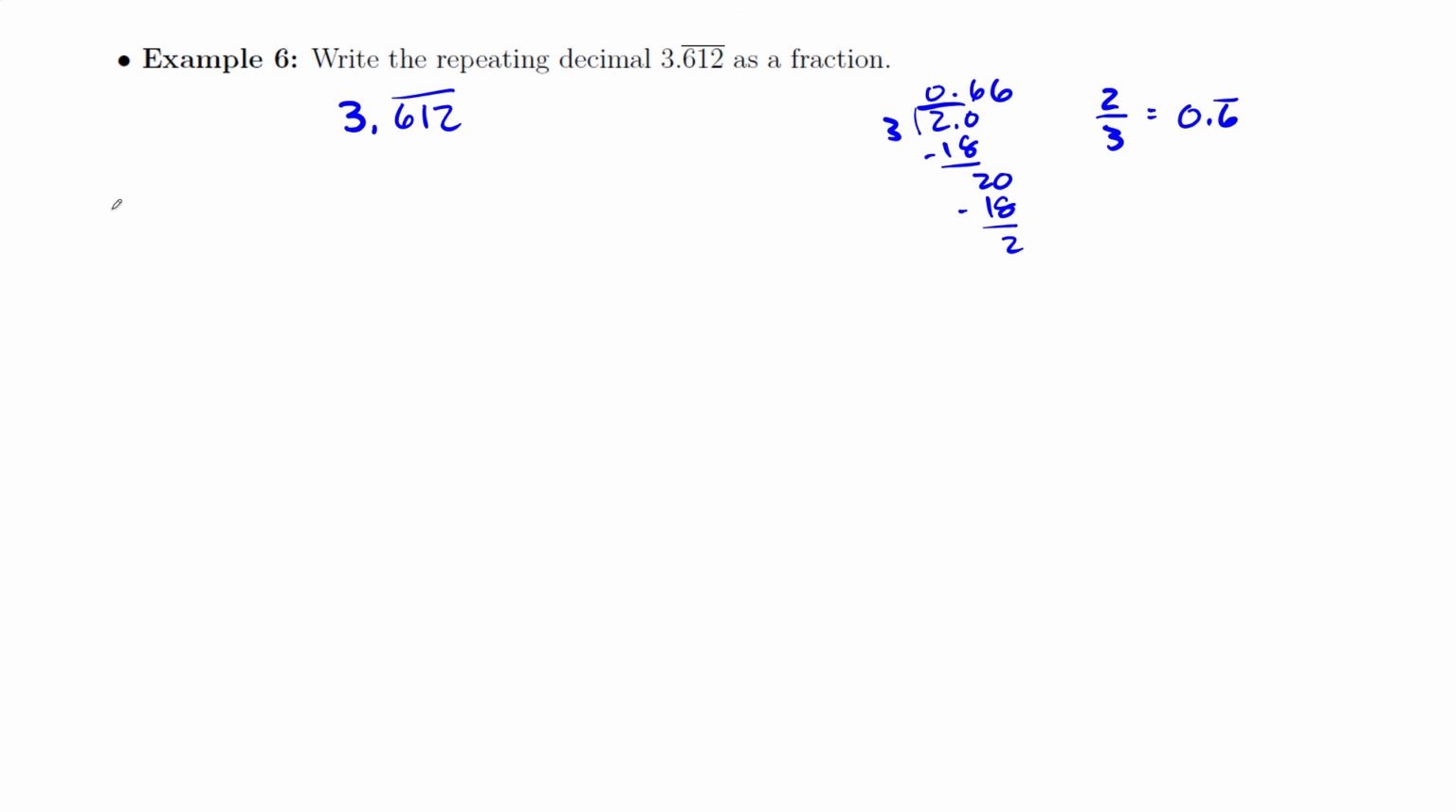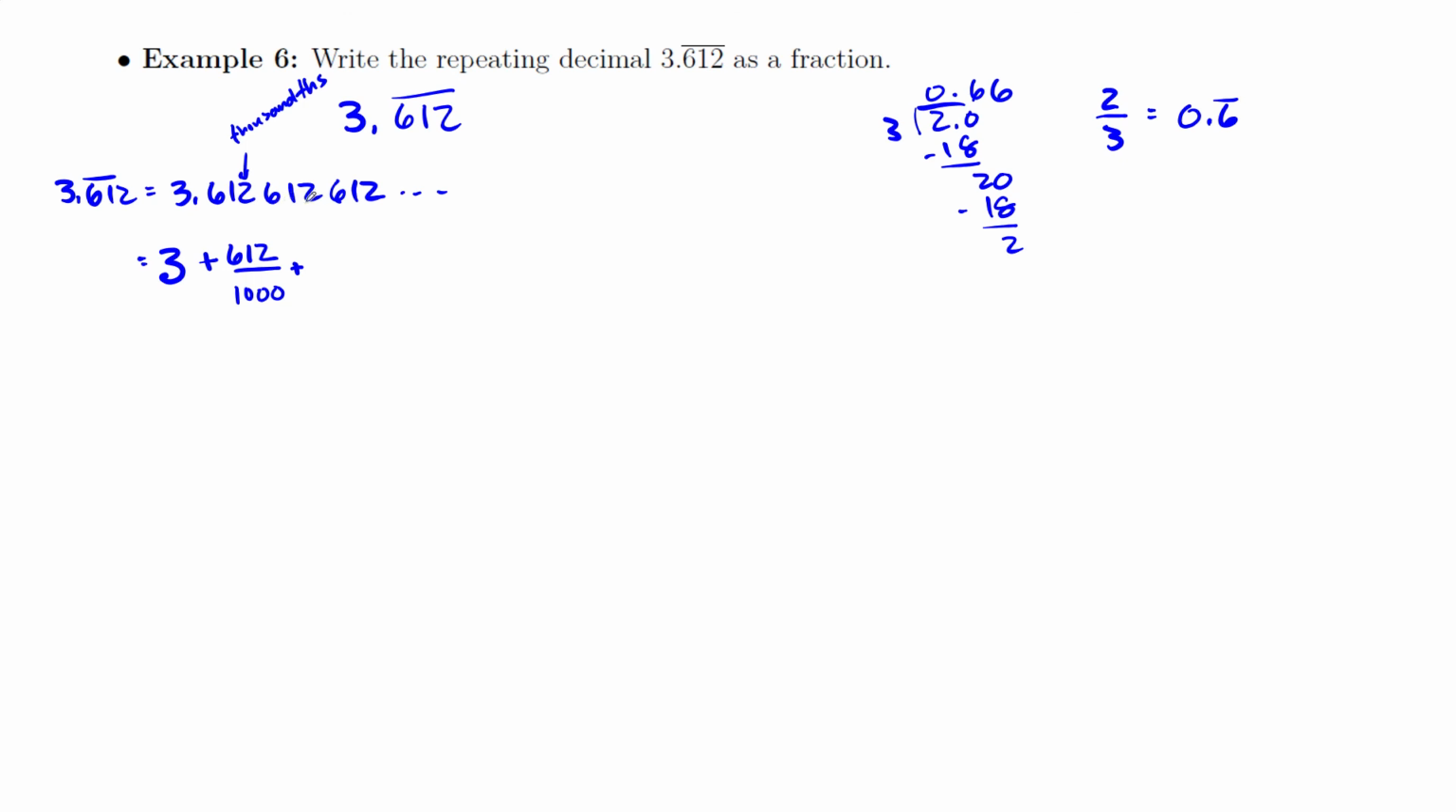All right, so here's what we're going to do. We're going to take 3.612 repeating and write it out: 3.612, 612, 612, and I'll stop there, so we get the idea. So what does this mean? Well, it's 3 plus 612, and this is the tenths, hundredths, thousandths place. That 2 is in the thousandths, so it's 612 over 1,000.